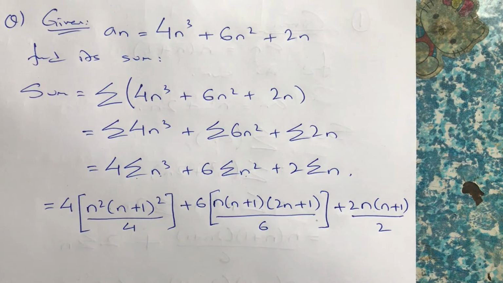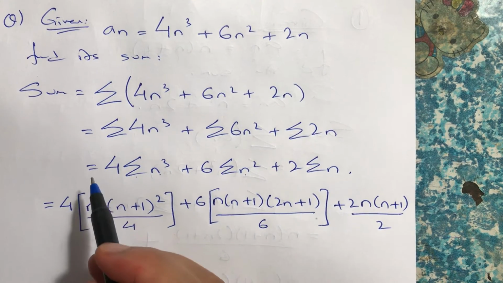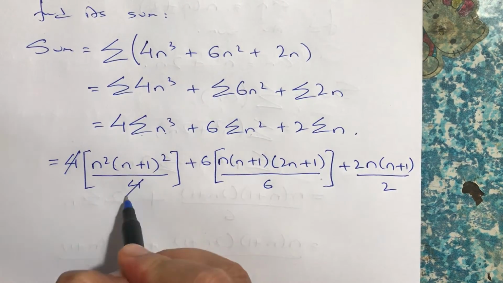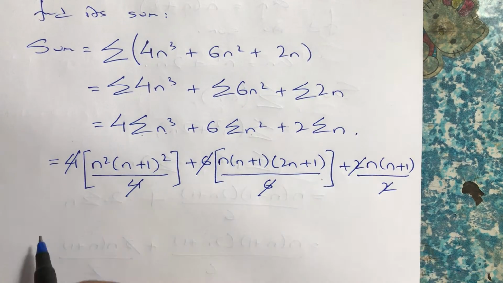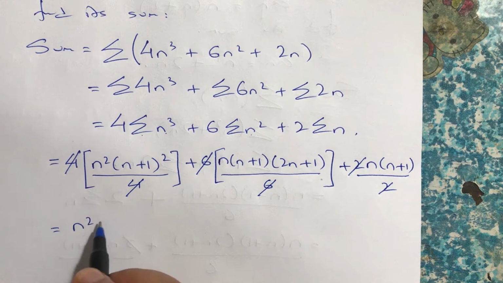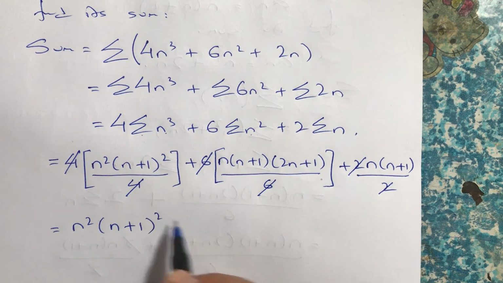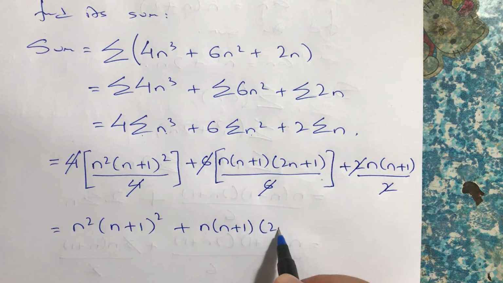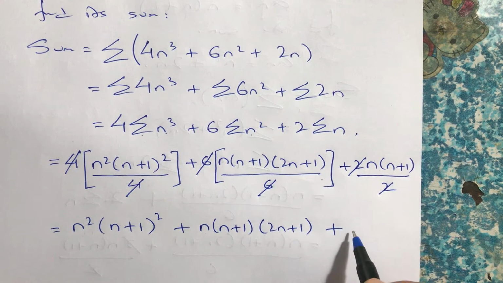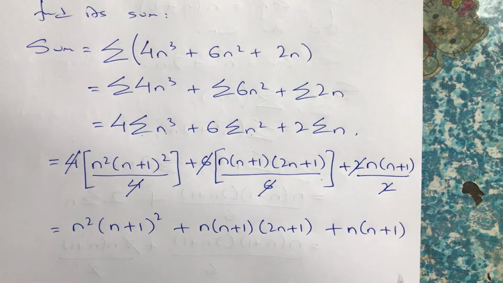That's the form. Now if you look individually, the 4 and the 4 can be cancelled, the 6 and the 6 can be cancelled, and over here the 2 and the 2 can be cancelled. So what am I left with? I'm left with n squared (n plus 1) whole squared. Over here we are left with n plus 1 into 2n plus 1, and over here we have n plus 1.